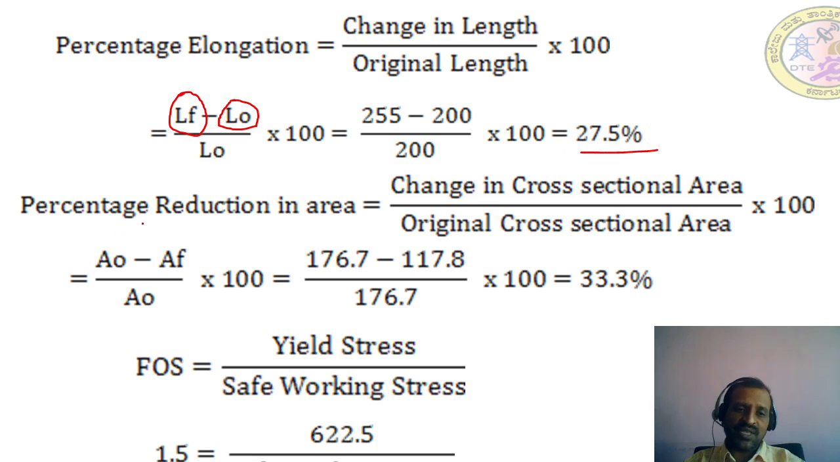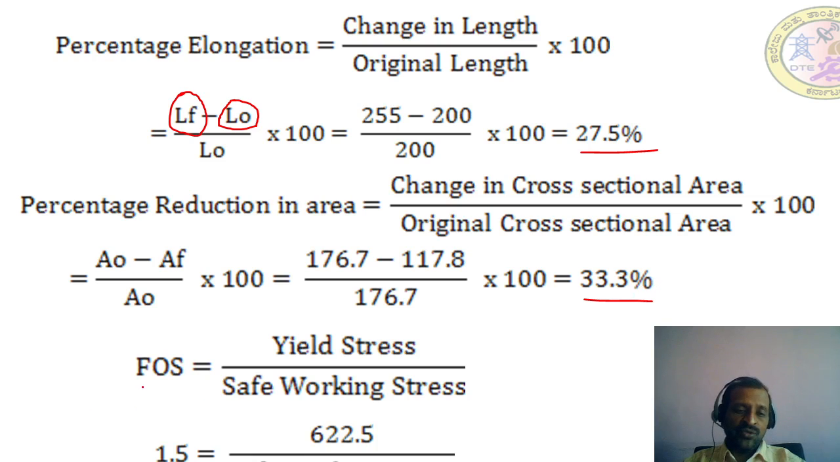Similarly, find out the percentage reduction in area, that is change in cross-sectional area by original cross-sectional area into 100. That is A naught minus AF by A naught into 100, which is 176.7 minus 117.8 divided by 176.7 into 100. That will be 33.3%. This is the percentage reduction in area.